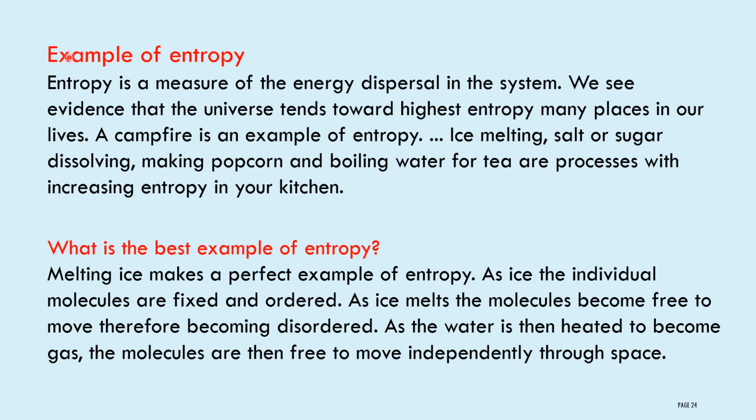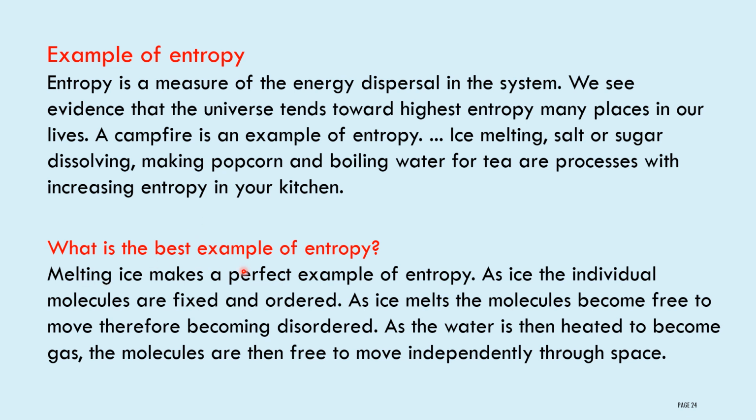Next one, examples of entropy. Entropy is a measure of the energy dispersal in the system, otherwise the spreading of energy in the system. We see evidence that the universe tends towards highest entropy in many places in our lives. A campfire is an example of entropy. Ice melting, salt or sugar dissolving, making popcorn, and boiling water for tea are processes with increasing entropy in your kitchen.